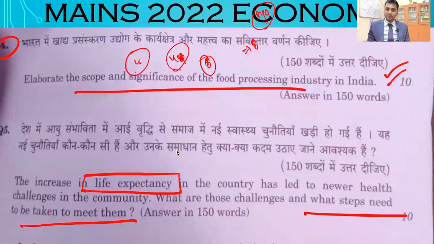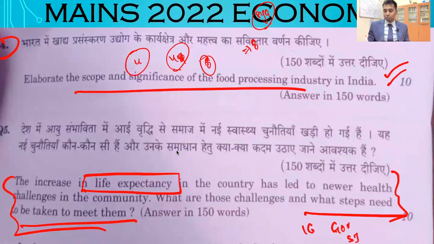So this is a question, and that is what I was telling yesterday when I was discussing GS paper 2. I said that when you study society, social justice, development, and this one, they go all together, right? So this is again your governance, social justice, inclusive growth, development, all these combination questions. Now what the question is, life expectancy in the country has increased. As a result, it has got new challenges.